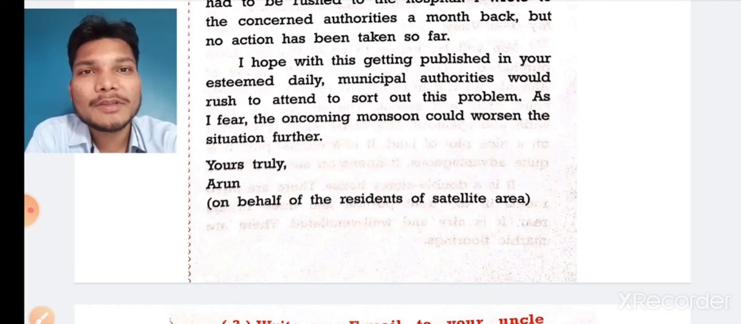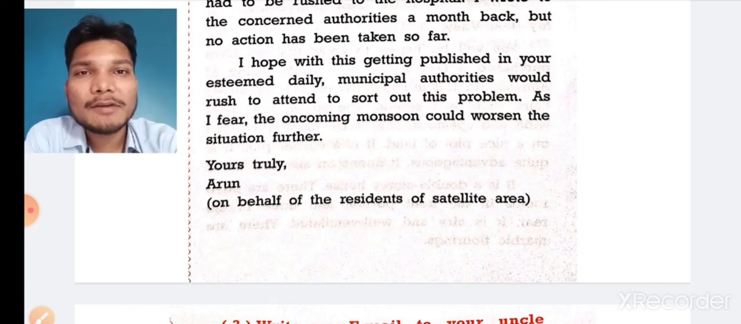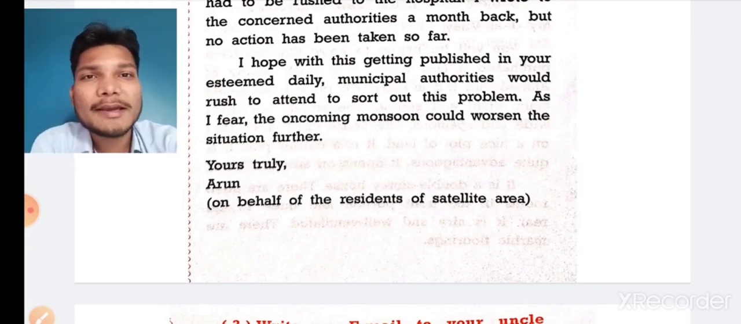I hope that with this getting published in your esteemed daily, the municipal authorities would rush to sort out this problem. So with hope you are summing up this letter, as I fear the oncoming monsoon could worsen the situation further. You are very concerned about the monsoon season, as many things are going to happen in the monsoon if your roads are not good. And at last you can write Yours truly, or Yours sincerely, or Yours obediently, Arun, on behalf of residents of Satellite area.